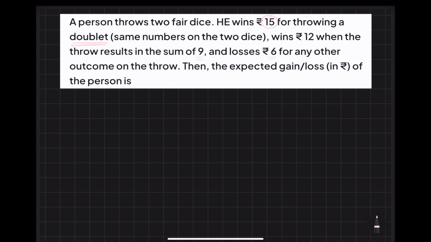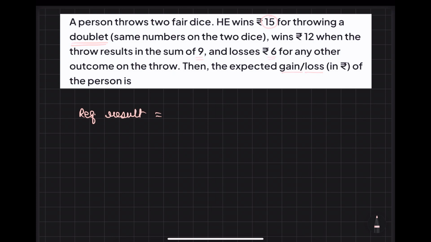Then the expected gain or loss. So you have to find out whether the probability of winning is higher or the probability of losing is higher. So look at this. How will you observe? So it is the required result. So the required result is, suppose I'm talking about the first case.